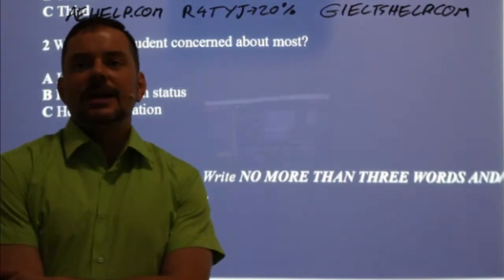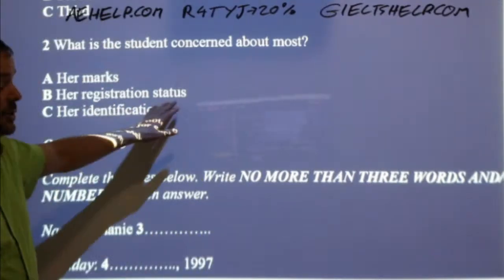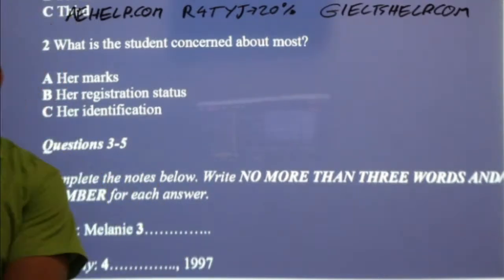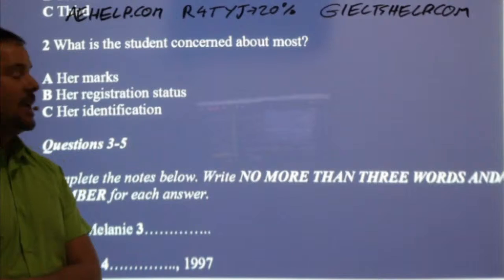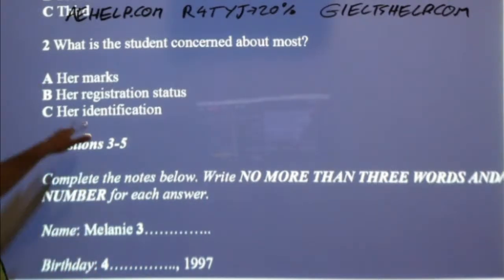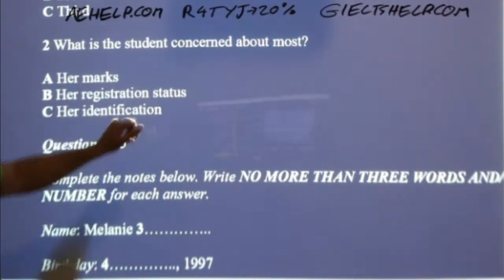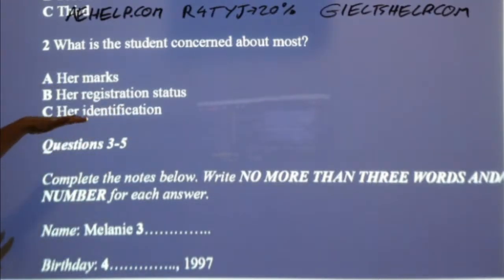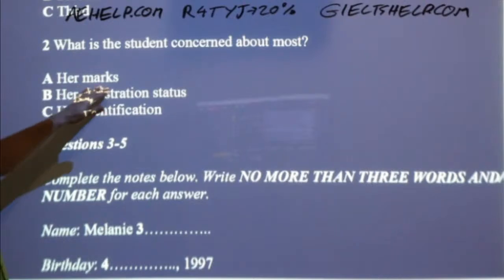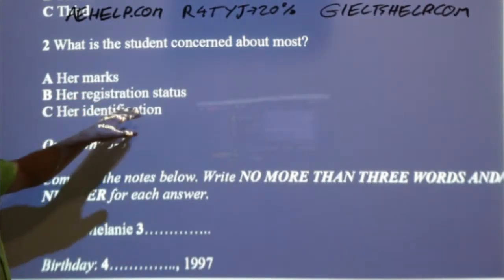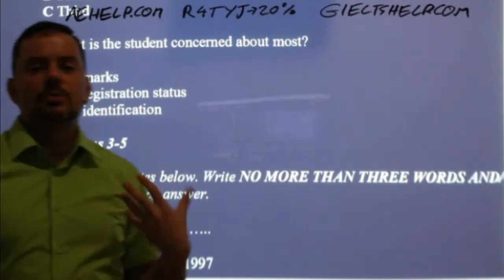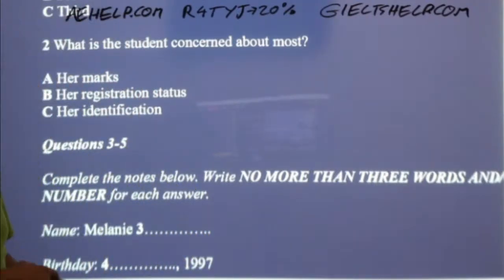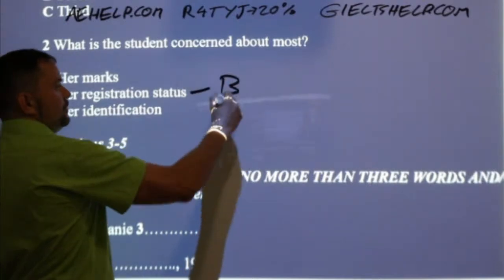number two is, according to Rahim, B, her registration status. Charlie says B as well. Jaha says C. Kyber says B for sure. Yeah, it's a little bit of a tricky one. She's concerned about her registration status. And again, in the transcripts, you will read that she says something like, I'm concerned about my marks and how they impact my registration status. So she's worried that she cannot register for her classes. So B is the correct answer in this case.